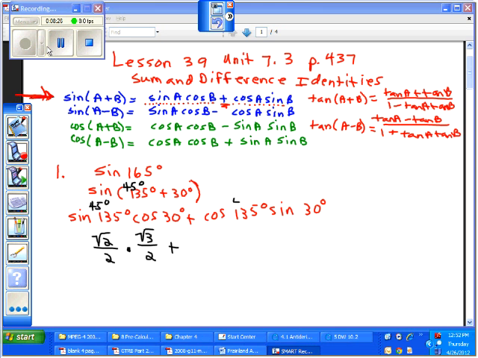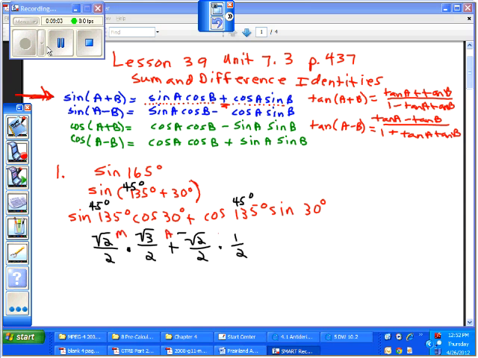Cosine 135, what's the reference angle for 135? 45. And so cosine 45 is square root 2 over 2. Very good. And sine 30 is 1/2, but cosine 135, what quadrant is that in? 2. What is the sign of cosine in quadrant 2? Negative. This is a negative square root 2 over 2. I almost went past it and let it go by me. Always check your quadrant to check your sign. Very important.